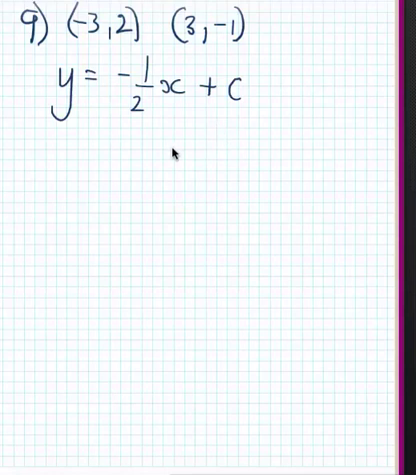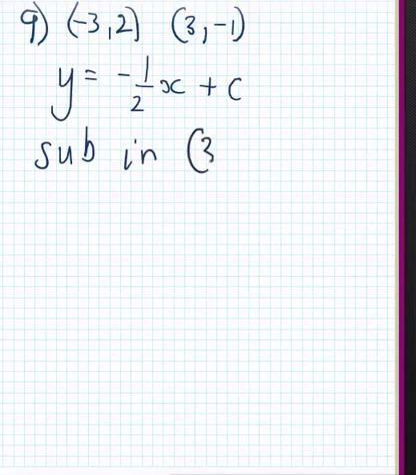Okay, so this is what I have now. I found my gradient, negative half x. Now I'm going to pick one of these points and sub it in. Doesn't matter which one you pick, you'll get the same answer if you do it correctly. And don't be scared of fractions. So I might just pick this point here because I've got a 1 and it seems easier. So I'm going to sub in this point here.